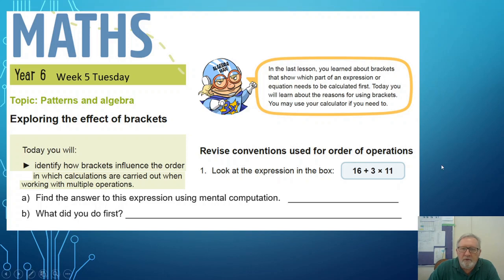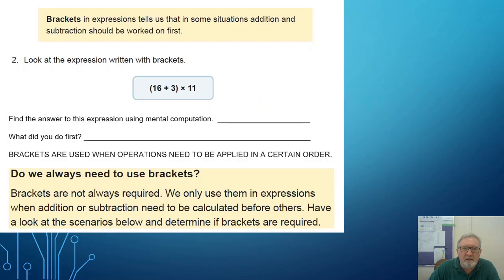Okay, let's have a look at what you did. So in 16 plus 3 times 11, our order of signs, our conventions tell us that multiplication is done before addition. So 3 times 11 is 33. 16, add 33 is 49. So you needed to do 3 times 11 first. I hope you got those right. Right, let's have a look at the next lot.